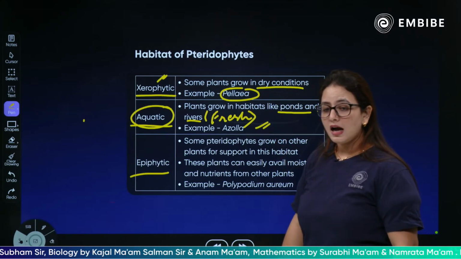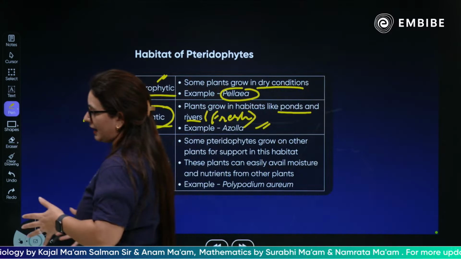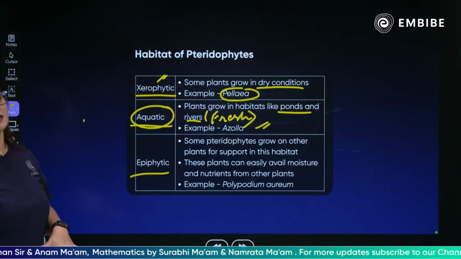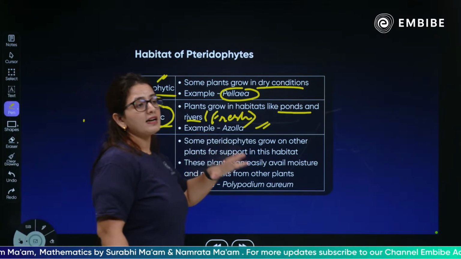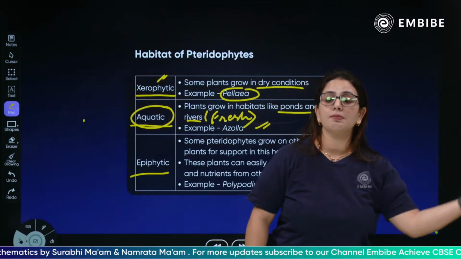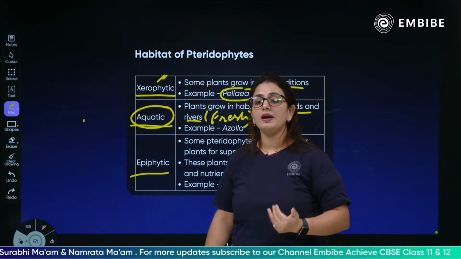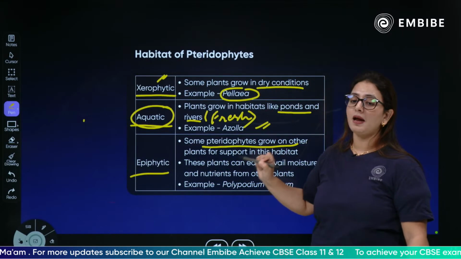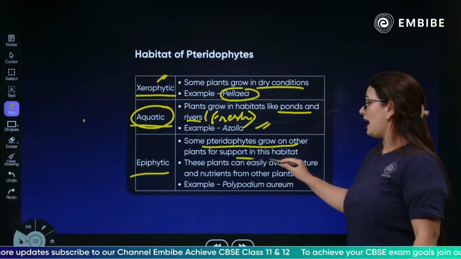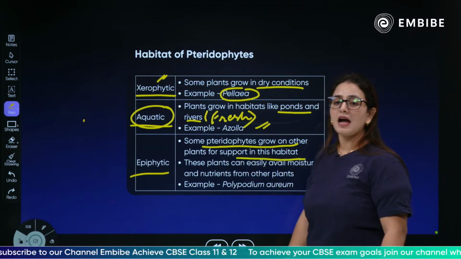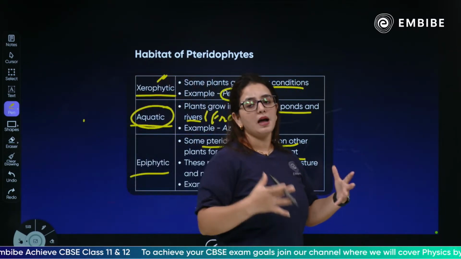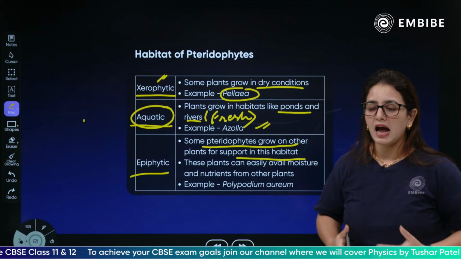The other is very special, which is called epiphytic. What are epiphytic, children? Those which grow on other plants. Yes, some pteridophytes start growing on the other plant's body. Those are called epiphytes. Some pteridophytes grow on the other plant for support in their habitat, and these plants want to get moisture and nutrients from the other plant body.